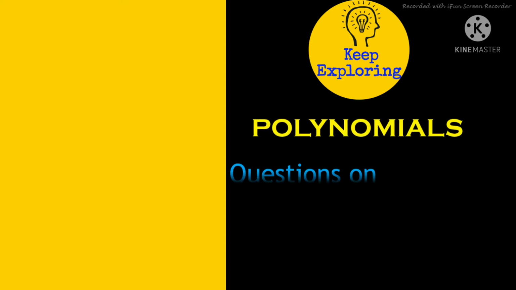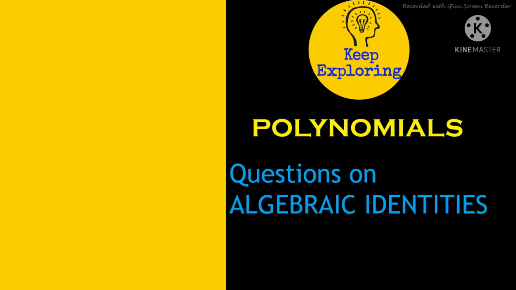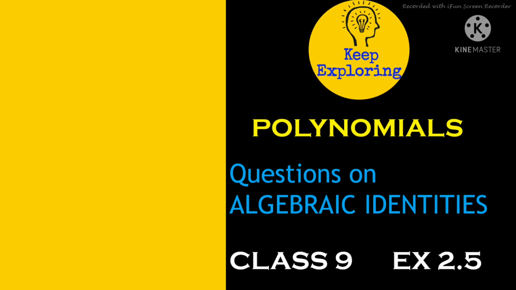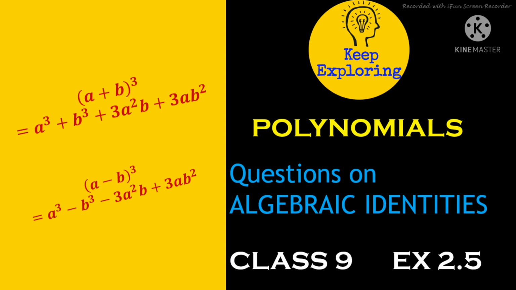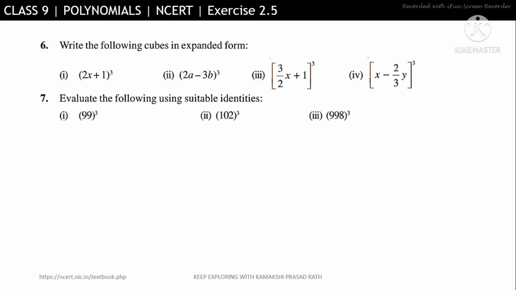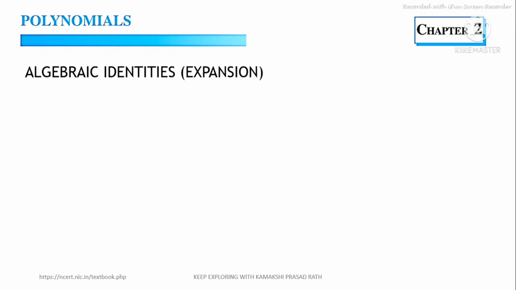Keep exploring. Today's topic, polynomials. In this video, we'll solve some questions on algebraic identities for class 9, exercise 2.5. We'll use a few identities and solve the questions from this exercise. So let's start. We have taken questions number 6 and 7 from exercise 2.5 of our NCERT textbook.